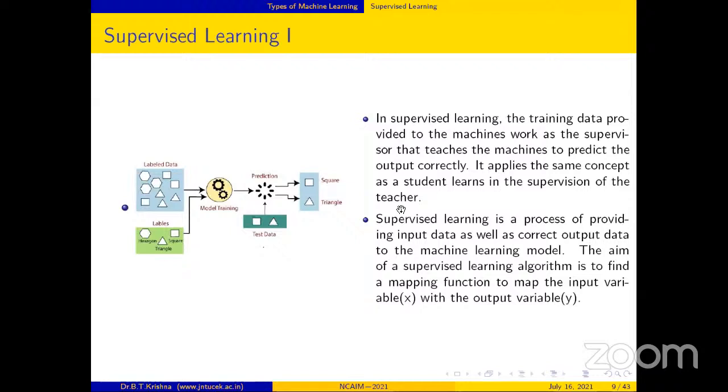That means this operation principle resembles classroom teaching. In the case of supervised learning, it is a process of providing input data as well as correct output data to the machine learning model, and you will have a transformation or a mapping function from the set of input data to the set of output data which is going to be produced. The aim of a supervised learning algorithm is to find a mapping function to map the input variable x with the output variable y. Such a mapping operation is done in supervised learning.